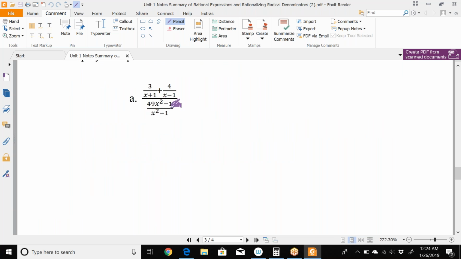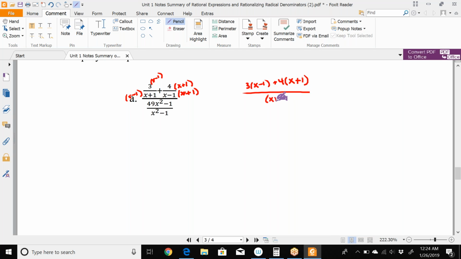So for example, let's look at this version. The bottom is already a singular fraction. Notice there's just one bar going across, but the top is two separate fractions. So we're going to get a common denominator by multiplying this first one by x minus 1 on top and bottom, and multiplying the second fraction by x plus 1 on top and bottom of it. That will give me 3x minus 1 plus 4x plus 1 all over x plus 1, x minus 1, and then that's all over the 49x squared minus 1 over x squared minus 1.